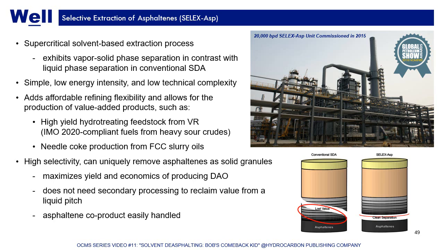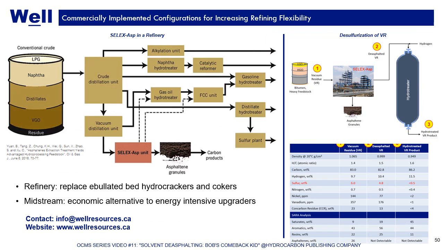When asphaltenes are removed as solid granules, they are easily handled and do not require secondary processing to reclaim value, as compared to the heavy raffinate or pitch produced by other processes. This vastly improves the economics of processing heavy fractions. SELEX is a low-complexity and affordable option for adding processing flexibility to your refining operations. It replaces the need for operating complex and expensive ebullated bed hydrocrackers and cokers. SELEX can also be used in the midstream space as an economic alternative to upgrading.